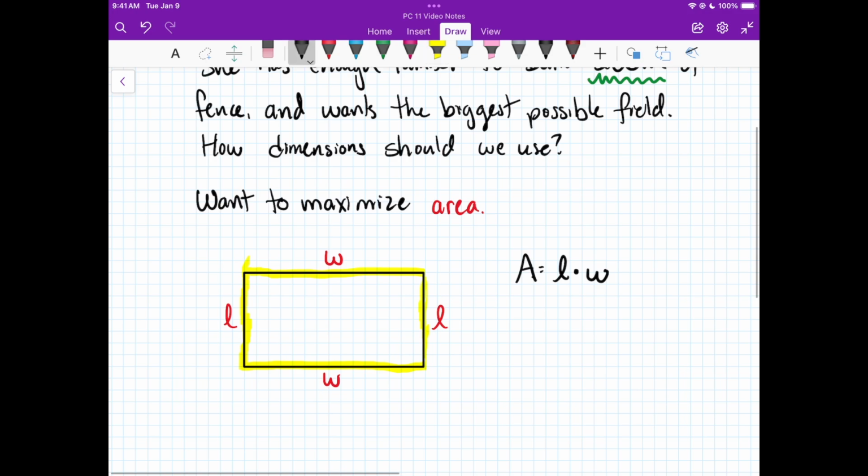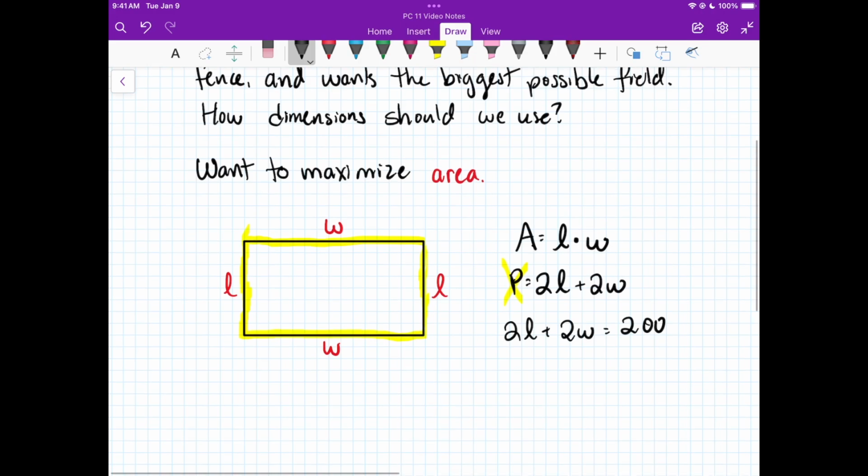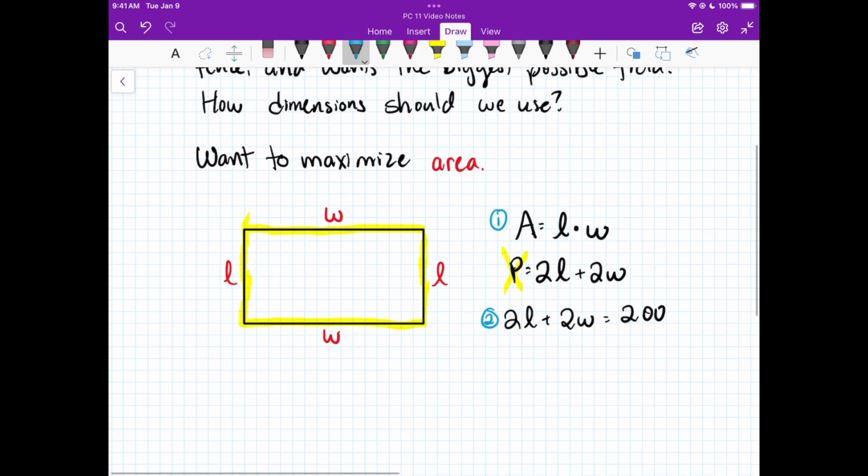And so if we're looking at that, we've got 2 of our lengths and 2 of our widths. But we also know how much that's going to be. It's 200. So instead of thinking in terms of perimeter, we can just say, well, 2 lengths plus 2 widths has to add up to 200 meters. So these 2 equations, this area equation and this equation with the lengths and the widths, these are what we're going to work with for this question.